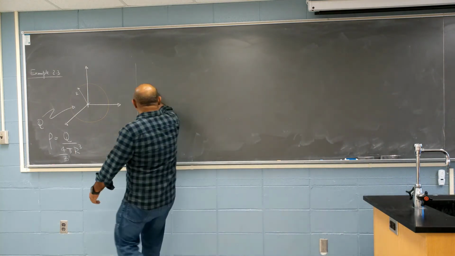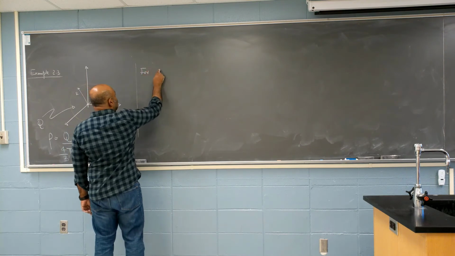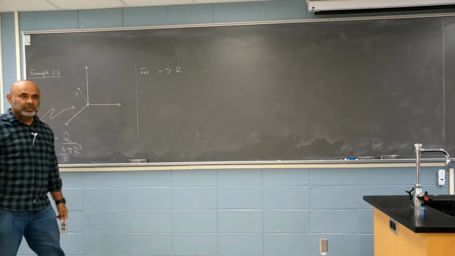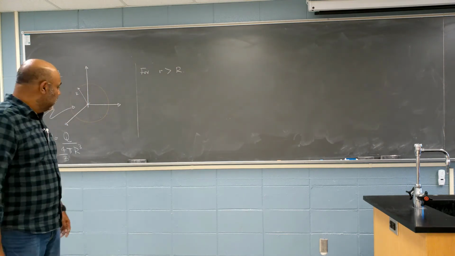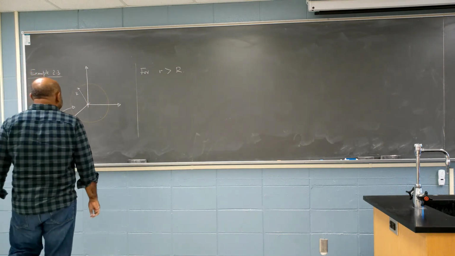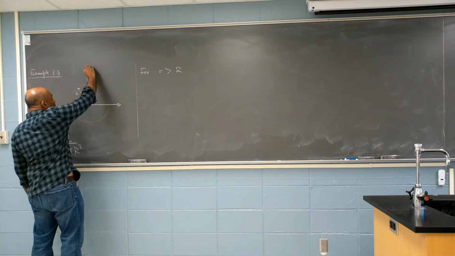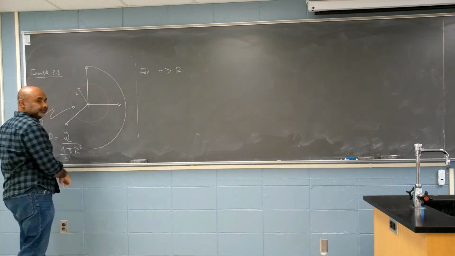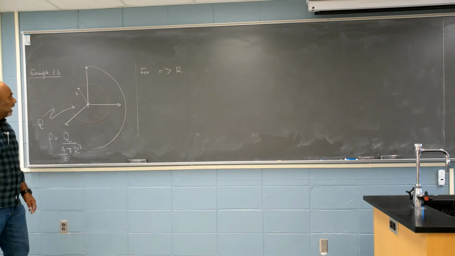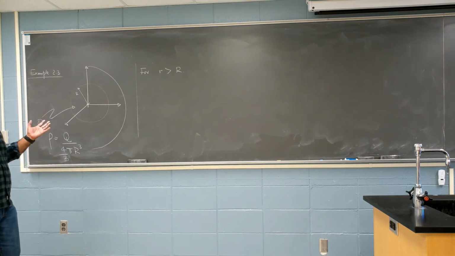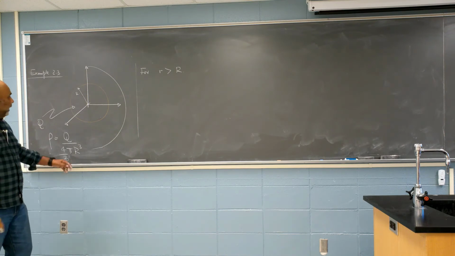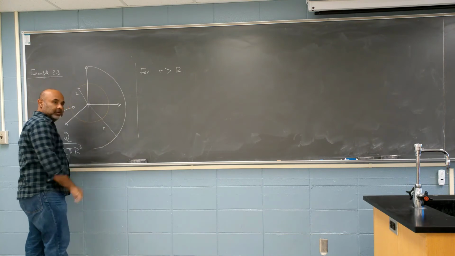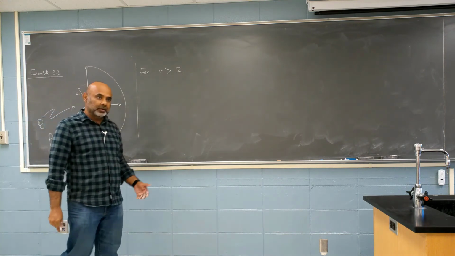So I'll divide this problem into two. For r greater than R, which means outside the sphere, what I'm going to do is draw another partial circle, for my lack of ability for drawing a bigger circle. And this is the circle I'm going to use, some circle of radius r greater than R.